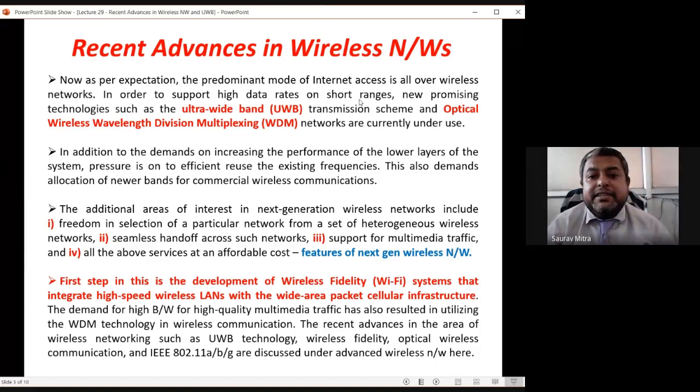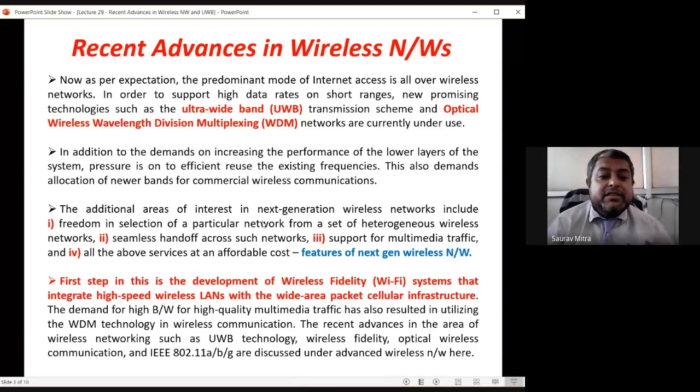In order to support high data rates over short ranges, promising technologies such as the ultra wideband transmission scheme and optical wireless wavelength division multiplexing, which is called WDM or WWDM, were currently under use. In addition to the demands on increasing the performance of the lower layers of the system, pressure is on the efficient reuse of the existing frequencies. So frequency reuse is the main buzzword for these advanced wireless networks. This also demands allocation of newer bands for commercial wireless communications. So frequency reuse, and searching for and using different newer frequency bands, is the main technology in these advanced wireless networks. Now let's see the features of next generation wireless network technology.